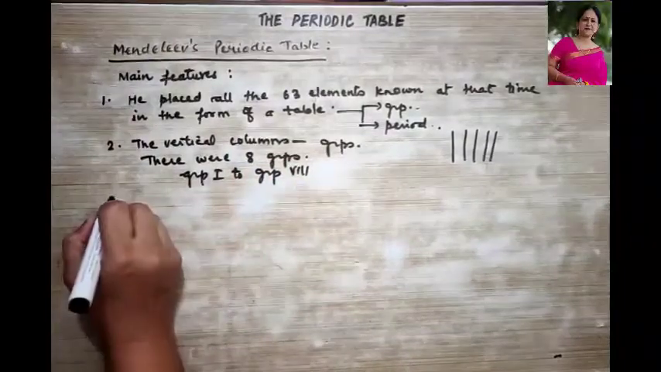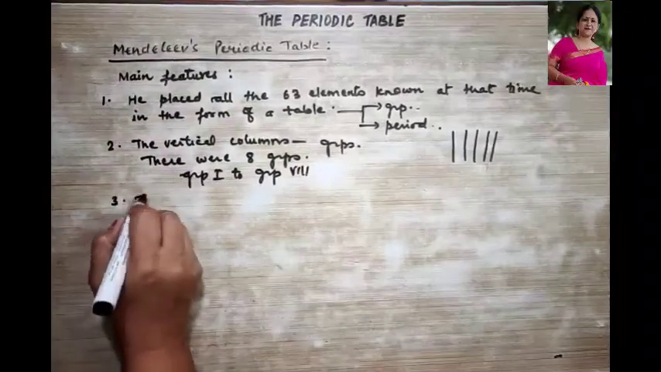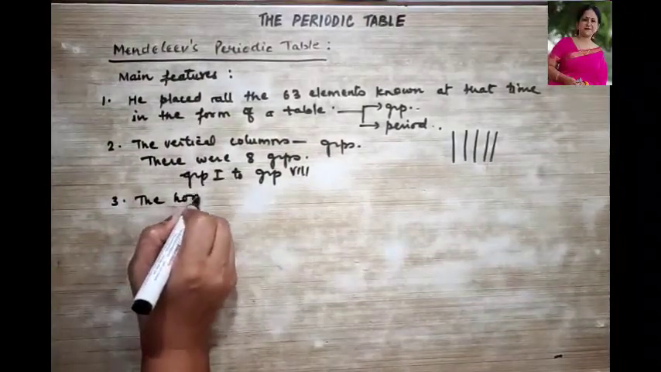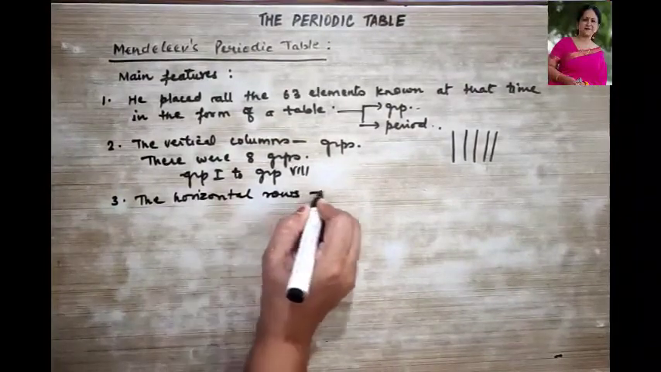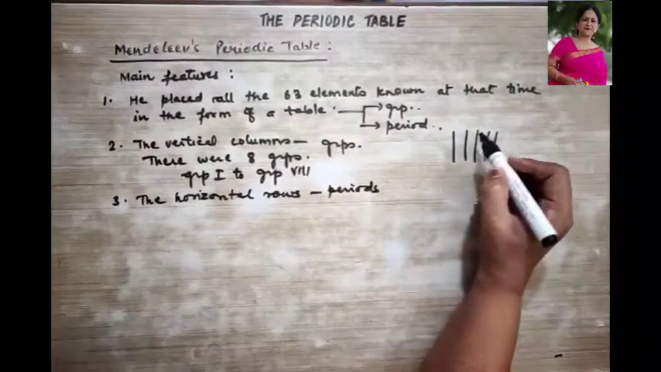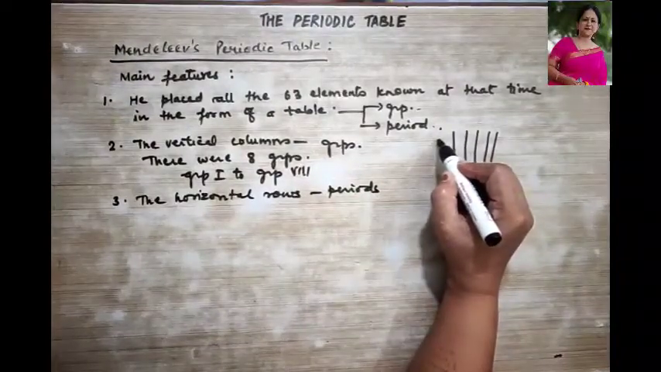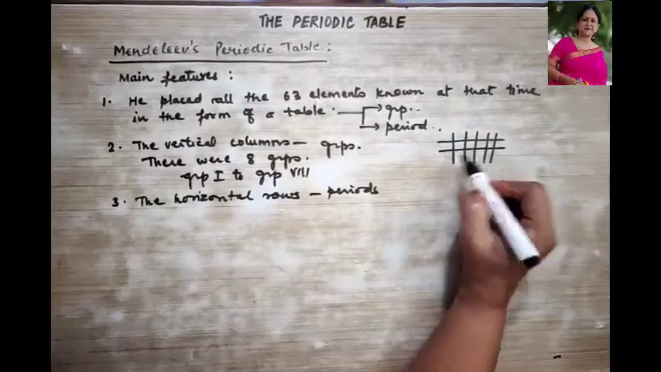Okay. Then third point, what did he do? The horizontal rows, he called them periods. The horizontal rows: see how I am moving from left to right. This is my horizontal rows.